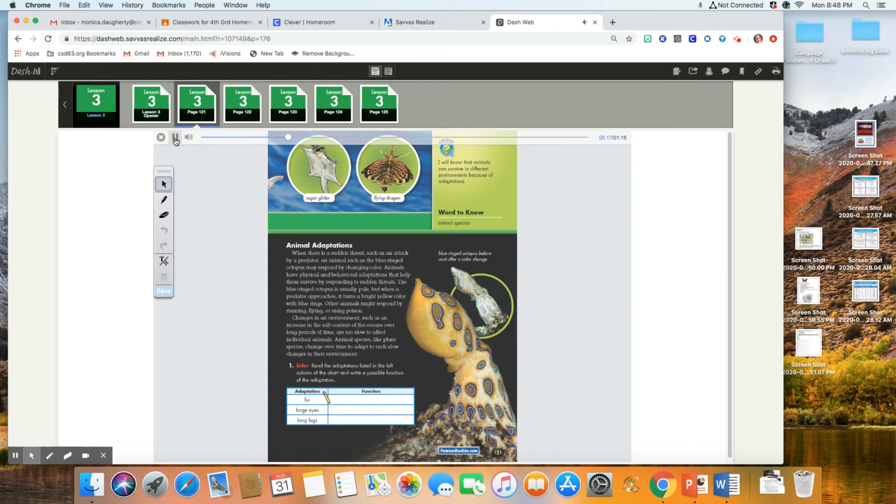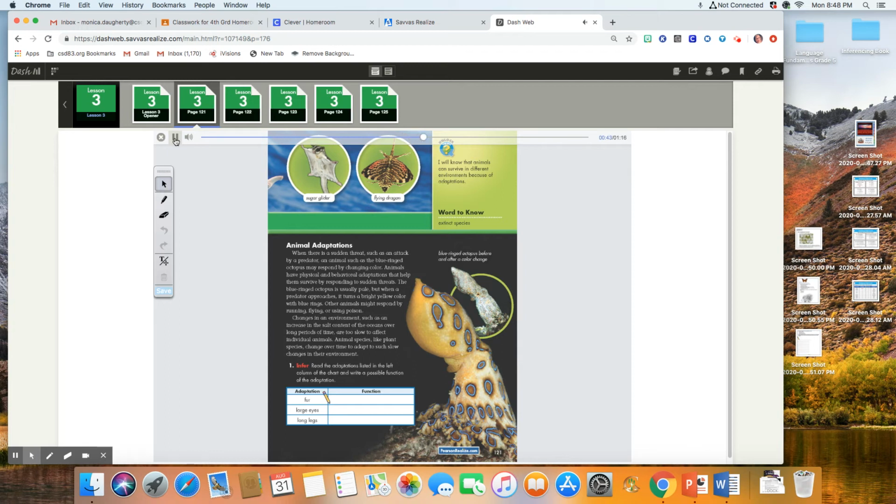When there is a sudden threat, such as an attack by a predator, an animal such as the blue-ringed octopus may respond by changing color. Animals have physical and behavioral adaptations that help them survive by responding to sudden threats. The blue-ringed octopus is usually pale, but when a predator approaches, it turns a bright yellow color with blue rings. Other animals might respond by running, flying, or using poison.